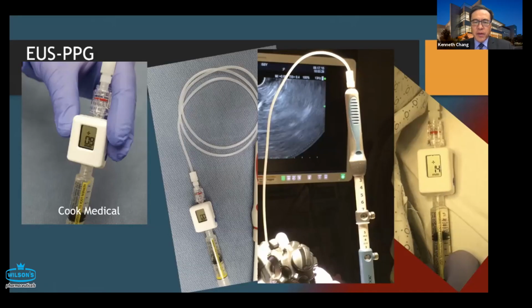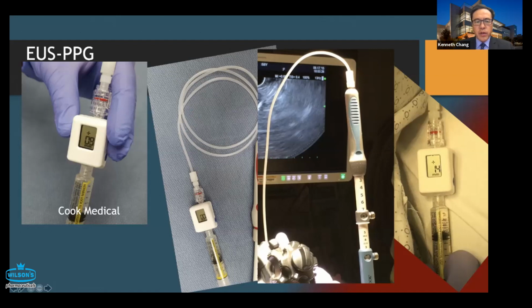Given this background, back in 2012 I began thinking and working on the possibility that we as endosonographers could measure the pressure in the portal vein directly, as opposed to relying on an indirect measurement, and also avoid all of the complications and risk of a transjugular approach.